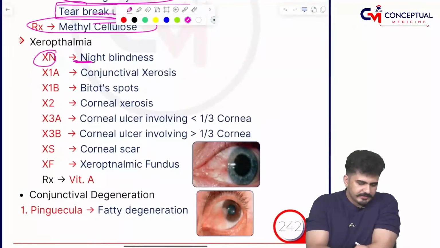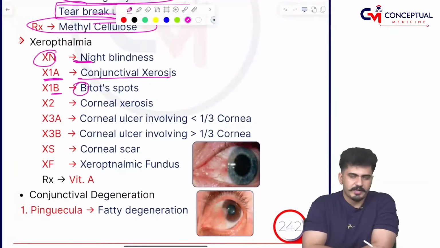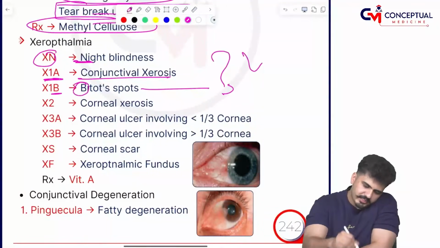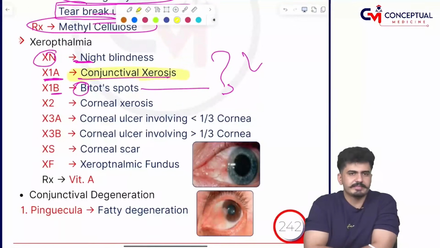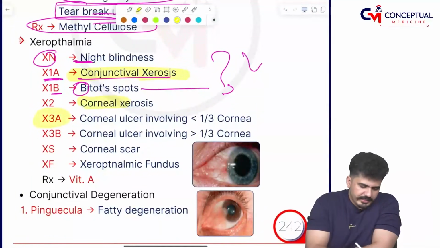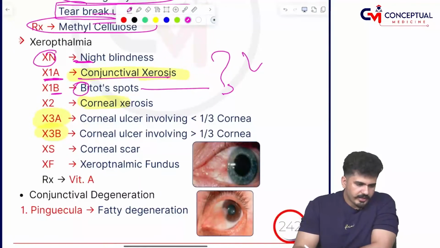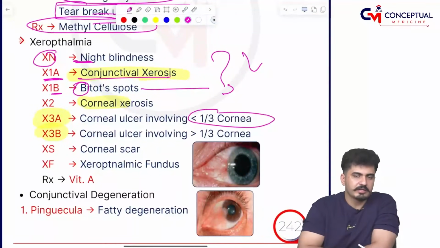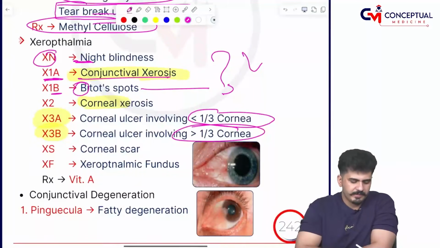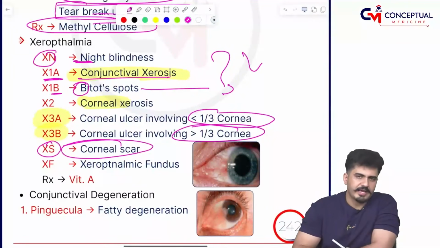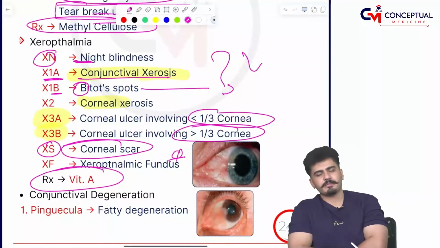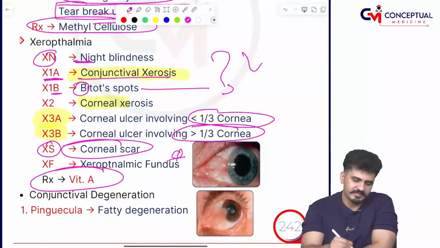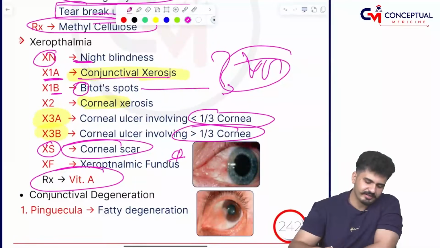XN, night blindness. X1A, conjunctival xerosis. X1B is Bitot spot, and Bitot spot is because of which vitamin deficiency? Remember, the first name is the longer name, that is conjunctival xerosis, and second is X2, that is corneal xerosis. Then X3A, X3B, corneal ulcer. Corneal ulcer less than 1/3 is 3A, more than 1/3 is 3B. XS is corneal scar, XF is xerophthalmic fundus, and treatment of such conditions is vitamin A, and Bitot spot is a deficiency of vitamin A itself. We have learned that yesterday only.